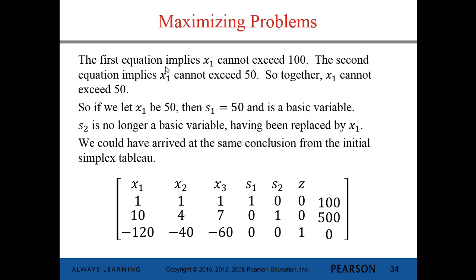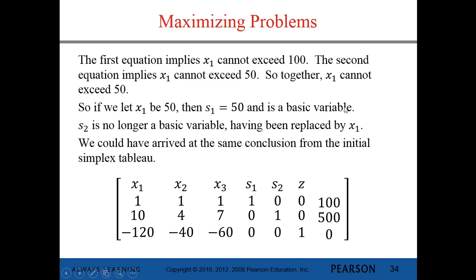Now, if we let x1 be the maximum it can be, 50, then what does that mean? It means s1 has to be 50. And so s1 is going to be our other basic variable, which means s2 is no longer basic. Okay.